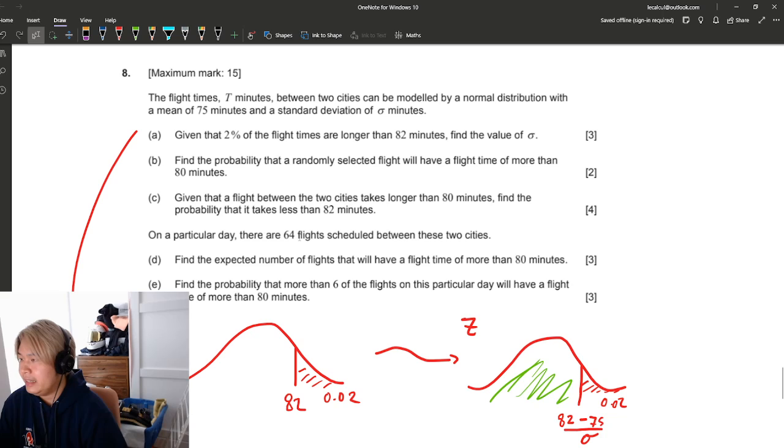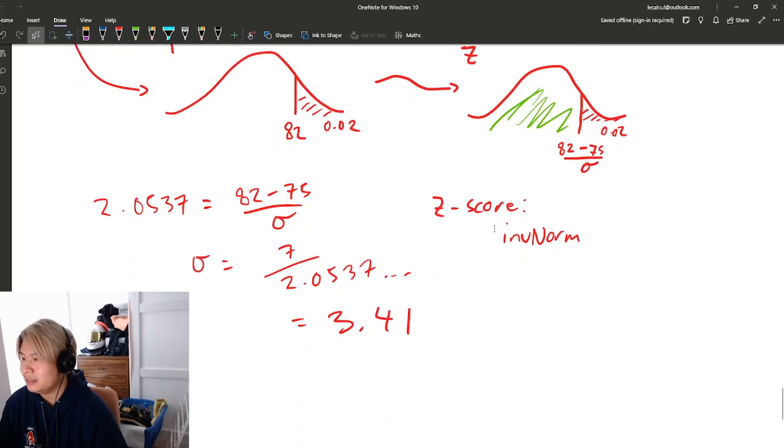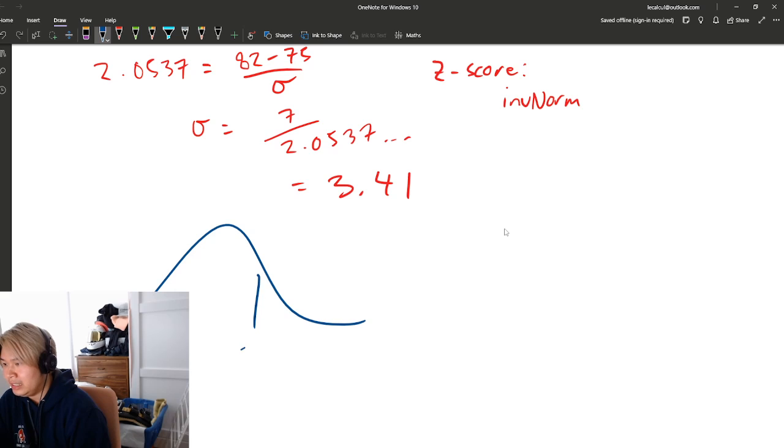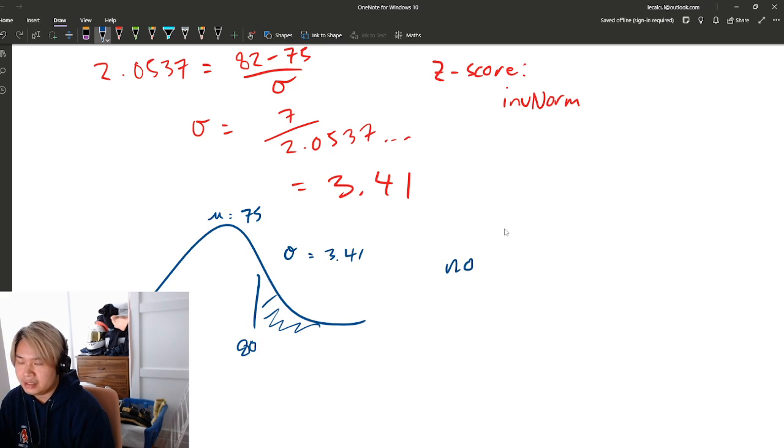Okay, now find the probability that a randomly selected flight will have a flight time of more than 80 minutes. So now that we have a standard deviation, we can start using the other distribution stuff. So more than 80, right? But again, we know its average is 75, and now we know its standard deviation is 3.41. And then we can just use your calculator for this. Norm CDF.